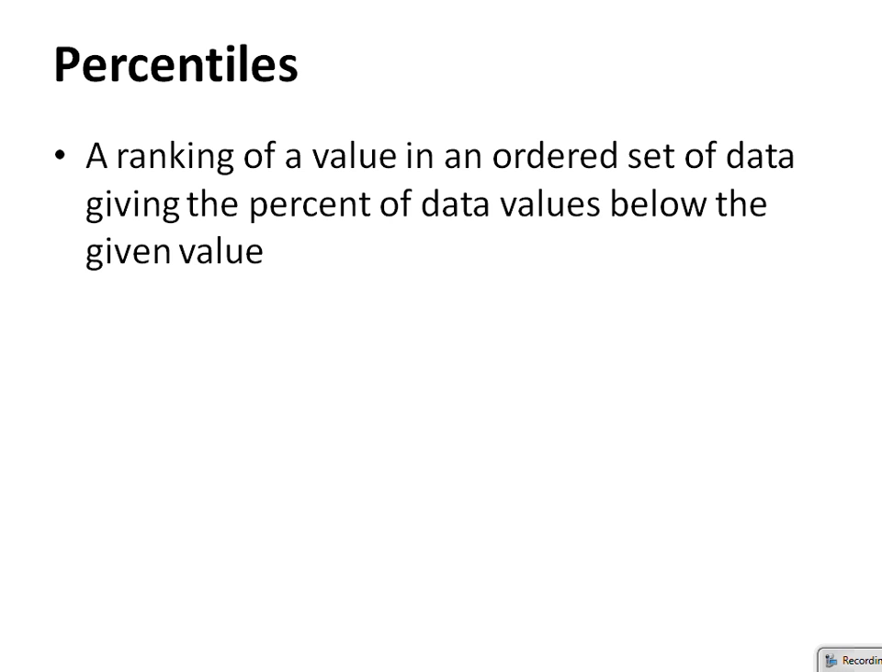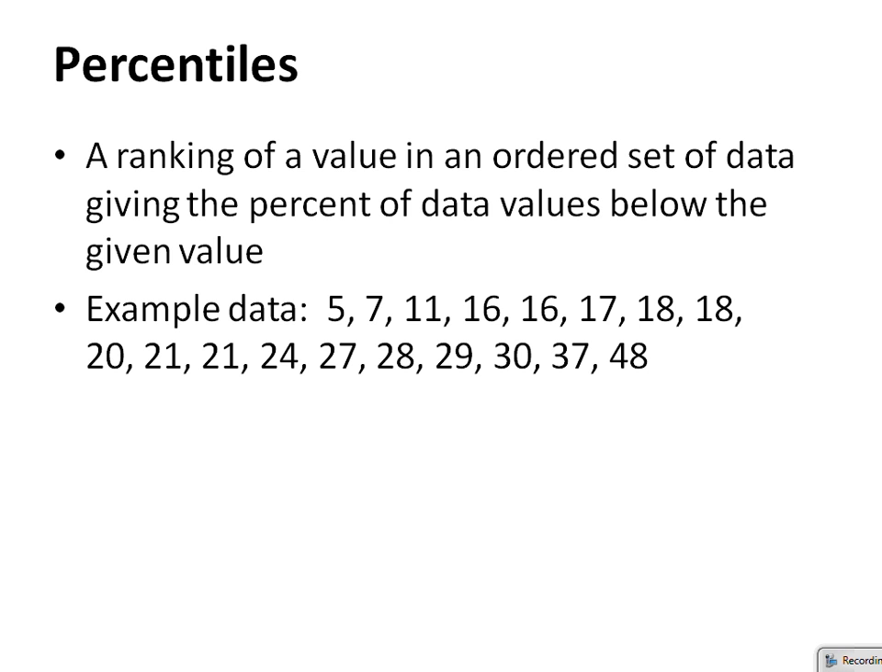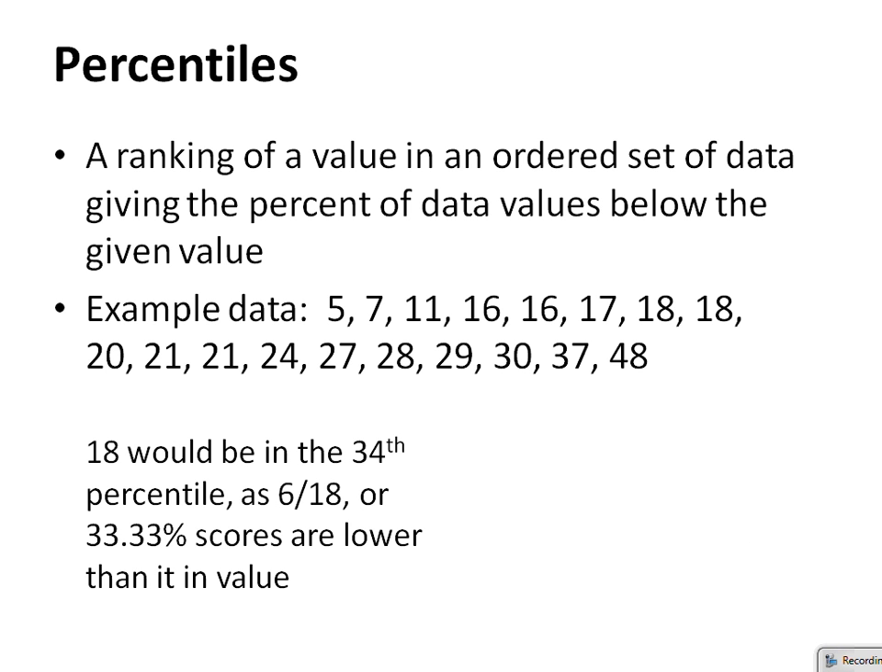Second, we have percentiles. We discussed this a little bit before, but again, we'll just go over it. A percentile is a ranking of a value in an ordered set of data, giving the percent of data values below the given value. For example, going back to the exact same sample of data we had previously, within all these numbers, if we wanted to figure out where any particular number ranks compared to all the others, we can use a percentile ranking. Let's study 18 for a moment.